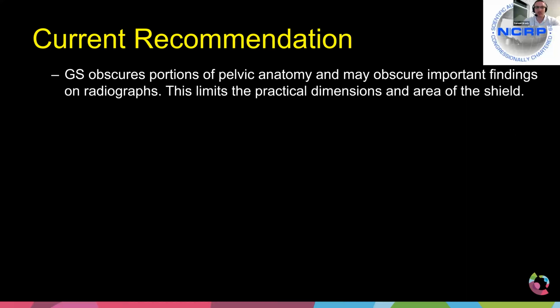And then gonadal shielding can and often does obscure portions of the pelvic anatomy, and may obscure important findings on radiographs. This limits the practical dimensions and area of the shield. So what they're saying here is the placement of the shield is never perfect, and we'll talk about that in a moment. And because we're looking at the pelvis, especially if we're talking, say, female anatomy, where the shield is going to be central to the imaging for the ovaries, whereas, of course, it's more inferior for men when it's covering the testes. But when it's in the field of view, when it's in the image, it has the potential to cover up important anatomy that is being used by the radiologist to make their diagnosis.